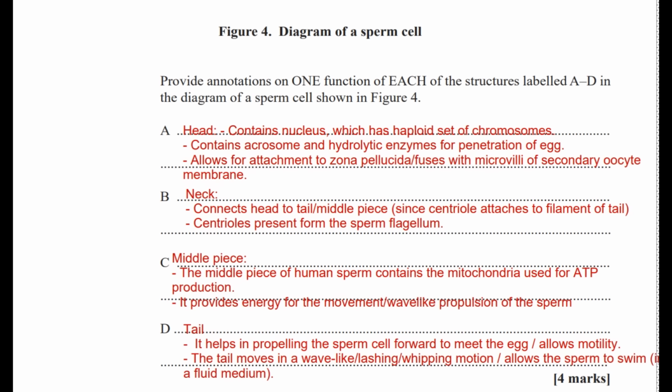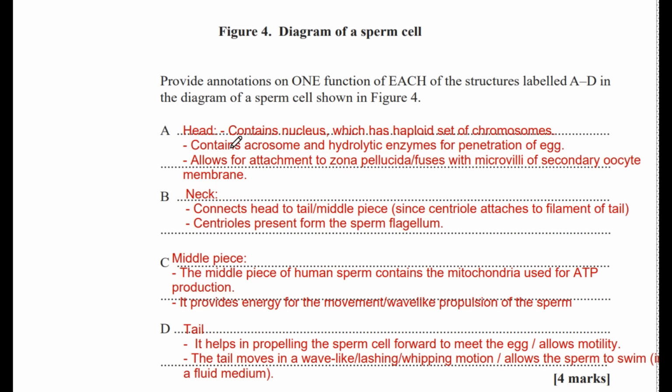So we have plenty of things, we just need one from each. So we'll just go through each one. The head of the sperm contains the nucleus. The nucleus contains the DNA, and as a human, you have 23 chromosomes, a haploid set. It also, so how would the sperm actually penetrate the egg, right? You could think of it like it has to digest its way through. It doesn't just poke and prod, it needs to actually use an enzyme.